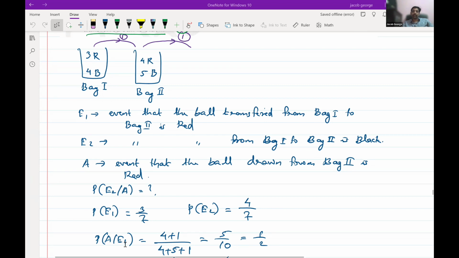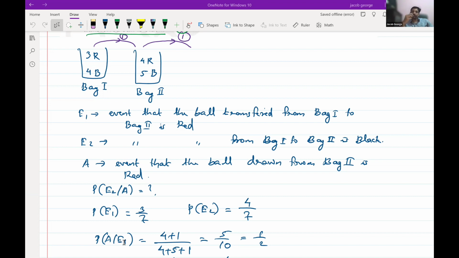Now, next, A given E1. Take the correct meaning of A given E1. A means the ball drawn from bag 2 is red, given that the ball transferred from bag 1 to bag 2 is also red. That means one red is transferred from bag 1 to bag 2. Now look at bag 2. Red will be 4 plus 1, divided by the total in bag 2, which will be 4 plus 5 plus 1. That is 5 by 10. So P of A given E1 is 5 by 10. Is it clear?